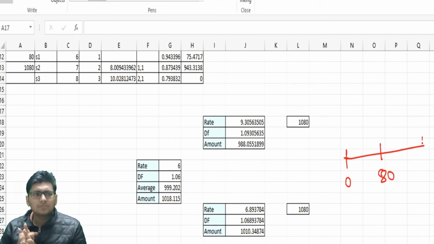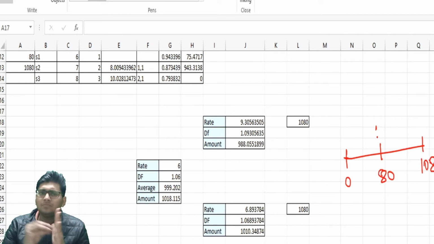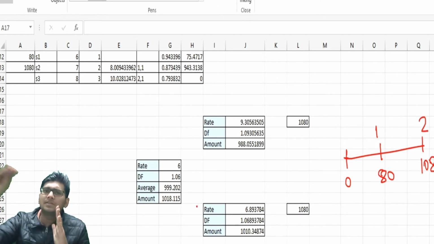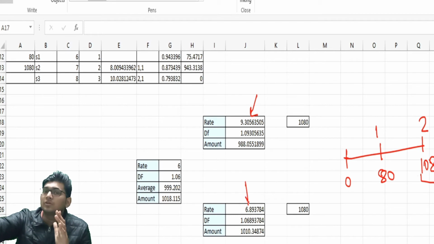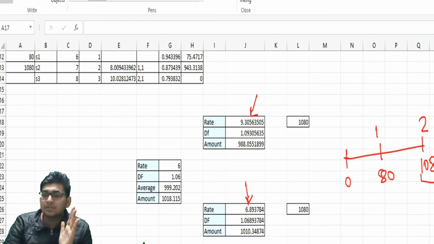Why? Try to understand, 1080 is something which is available in the future, and you want to discount it 1 year back. Try to understand, you are standing in 2020. The cash flow is in 2022. You want to discount it back to 2021. Let me write down over here: 2020, 2021, 2022. A cash flow which is going to come in 2022, you want it in 2021. What is the present value of that cash flow in 2021?